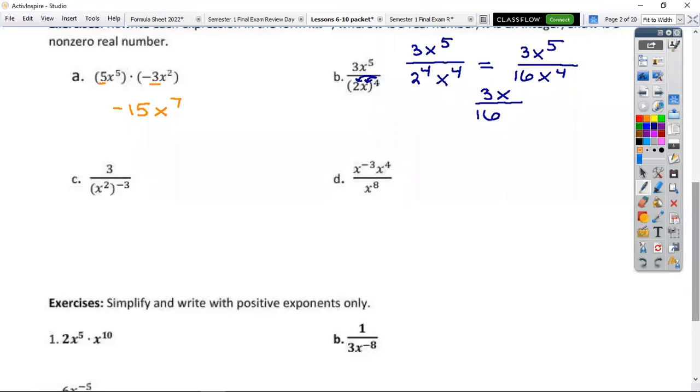So letter C, I want to take this and flip it around once I distribute it. So I'm going to kind of recopy. I have 3 divided by, and I'm going to distribute this like that. So I have x raised up to the negative 6. And then I'm going to take that answer and I'm going to just flip it. So this becomes a 3. And then this whole expression goes to the top now and becomes positive. Done. So your negative exponents are going to flip.